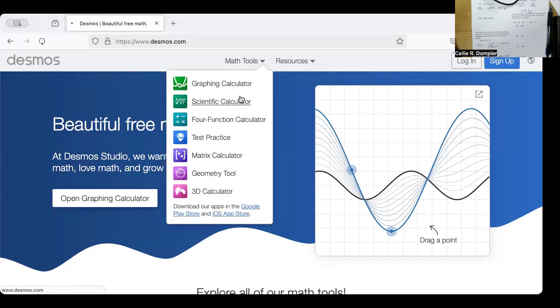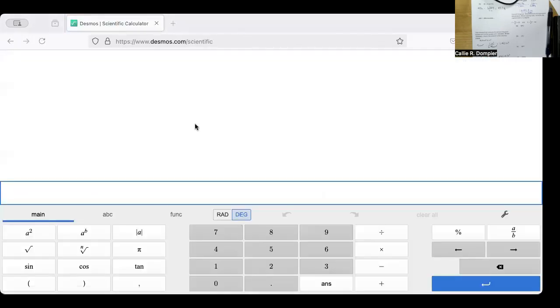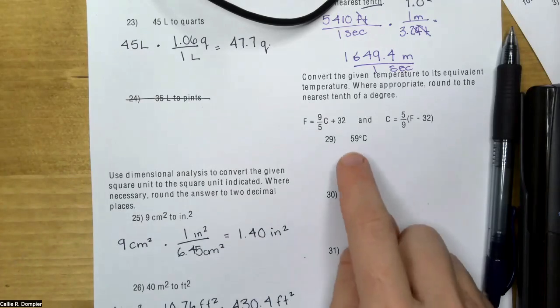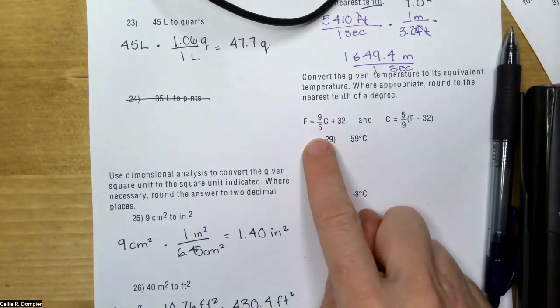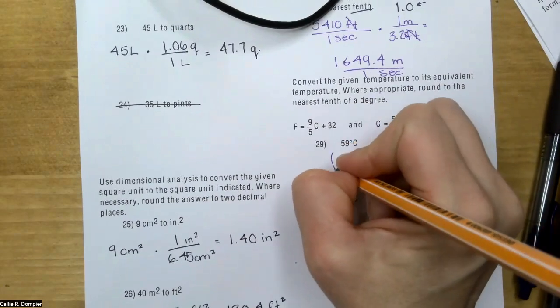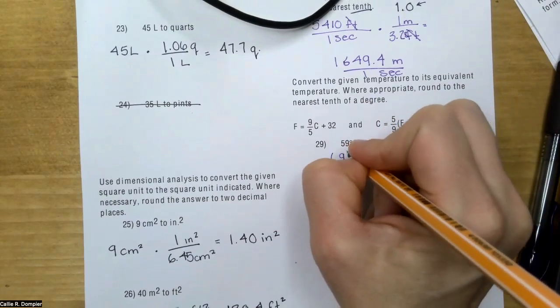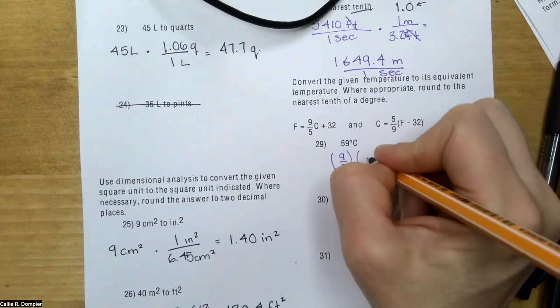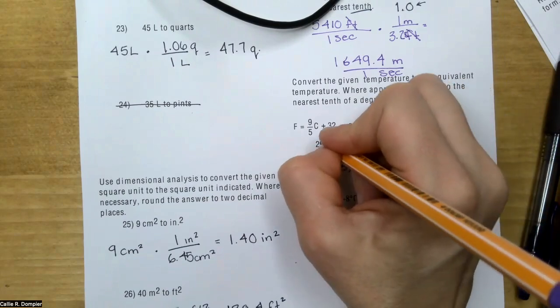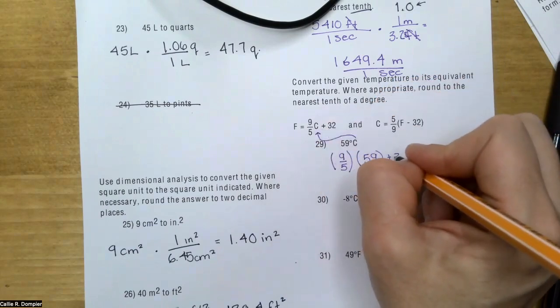So go over to Math Tool, Scientific Calculator, and our equation is Fahrenheit equals 9/5 Celsius plus 32, right? Fahrenheit is 9/5 Celsius plus 32. So I would just say I'm going to multiply 9/5, use the parentheses, just to be careful, times 59, because it's in C. So the C goes right where that C goes, plus 32.